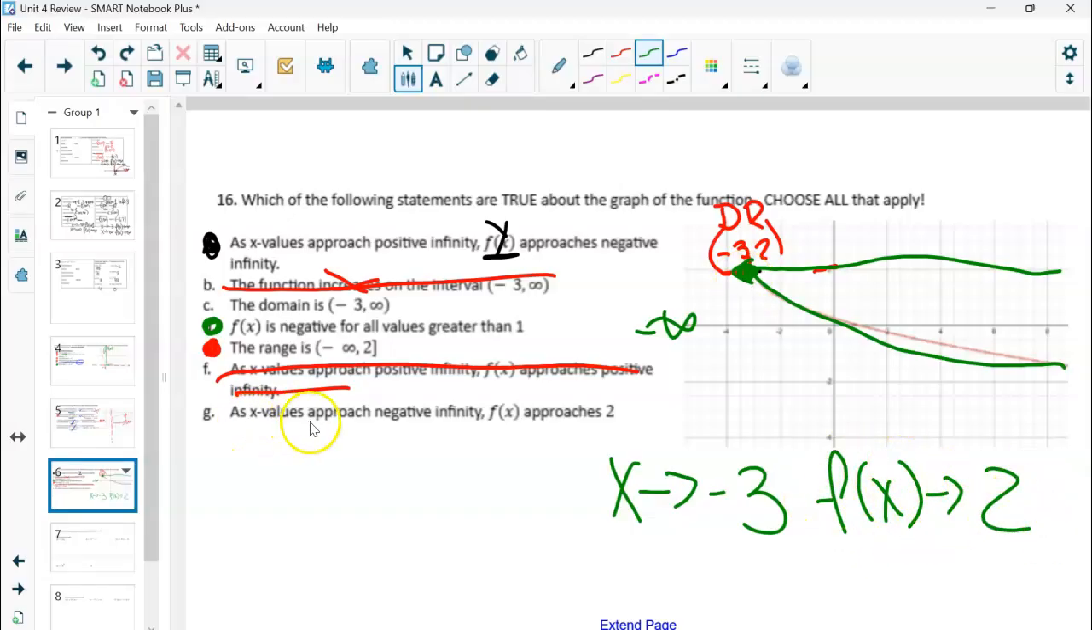So a statement as x is approaching negative infinity, it's not true. I can't get to negative infinity. I stop right here at -3. That's why my function has a dot, okay? So no, that is not the correct statement. Pause that if you need to.